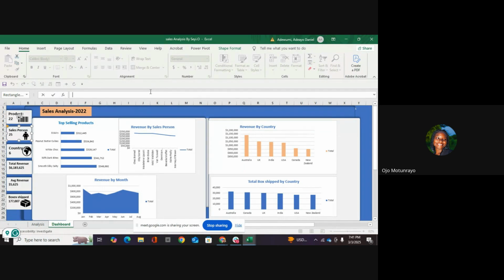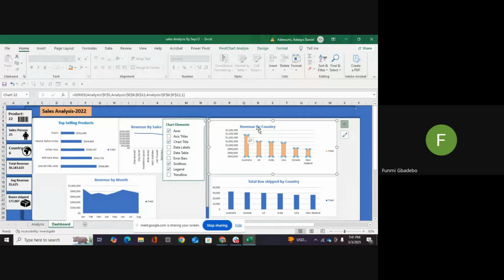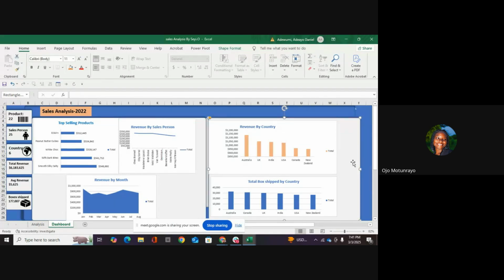And another thing I notice is the grid lines. The grid lines should actually be removed. And the last thing is your choice of chart for revenue by salesperson. Line graph is not ideal for months, all right, January, February. January can come up, February down.